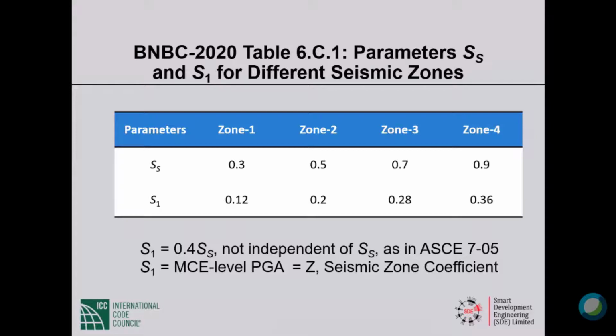Now, if you look at the numbers, the writers of BNBC have made S sub 1 always equal to 40% of S sub S. Okay, 0.12 is 40% of 0.3, 0.2 is 40% of 0.5, 0.28 is 40% of 0.7, 0.36 is 40% of 0.9. This is something BNBC has built in. In ASCE 7, S sub S and S sub 1 are independent. We have different maps that give us values. So in BNBC, they are related.